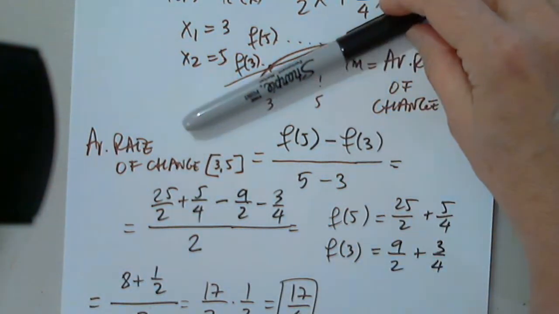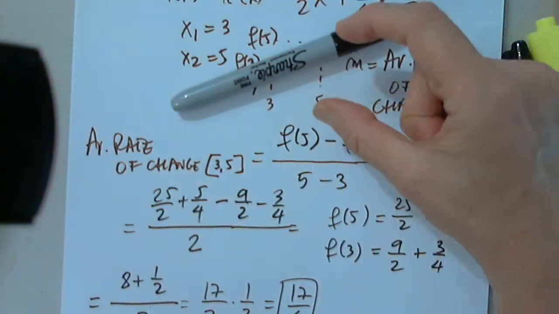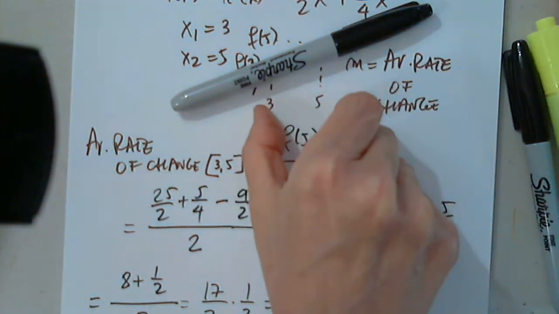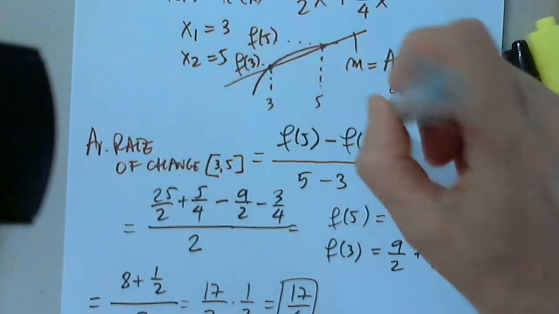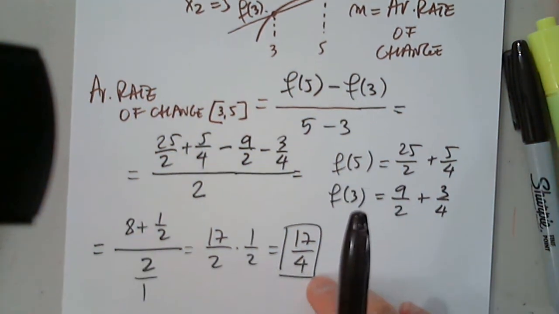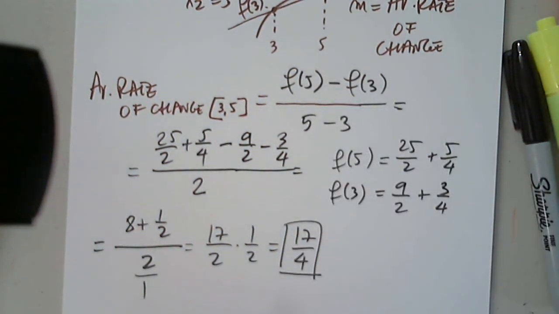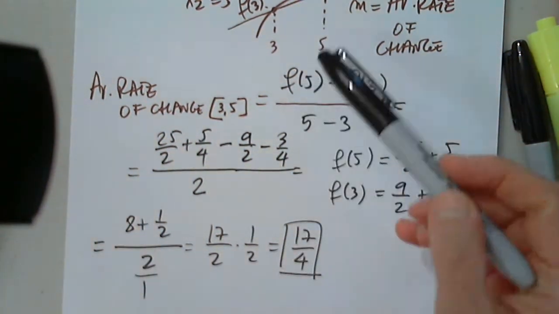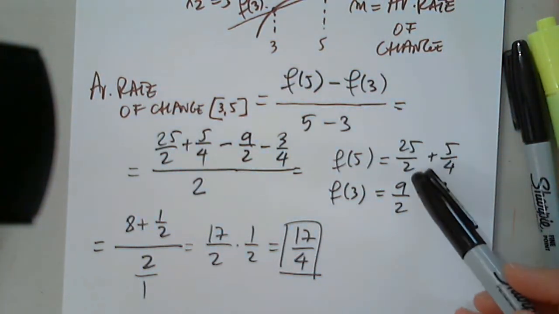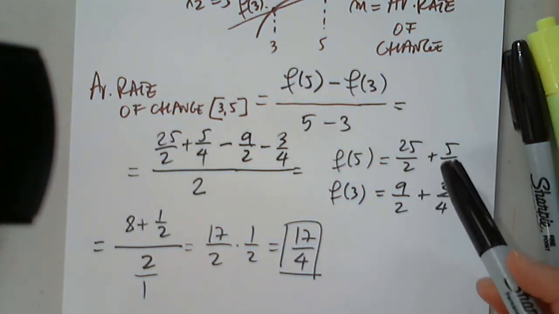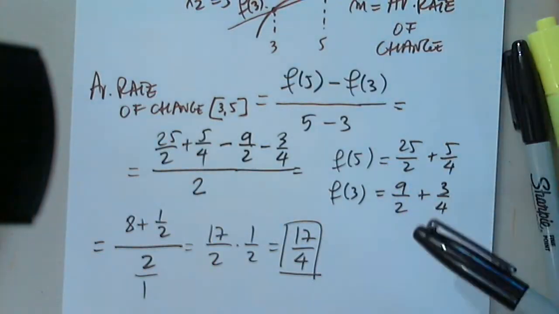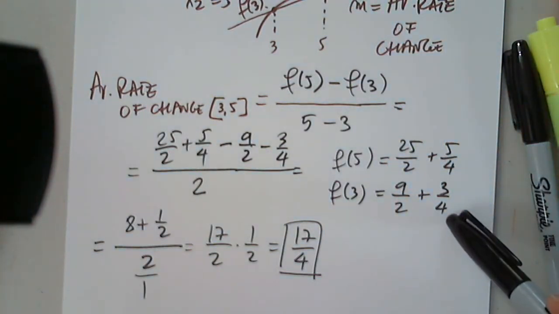In order to determine the slope of this line, I have to write the rise over run. F of 3 minus f of 5 over 5 minus 3. F of 5 minus f of 3 over 5 minus 3. So f of 5, I have to plug it in. So I have 25 halves plus 5 fourths. F of 3, I have to plug it in. 9 halves plus 3 fourths.